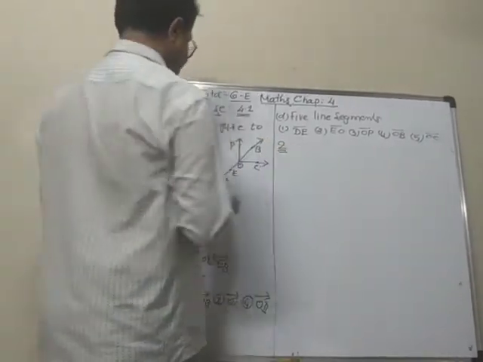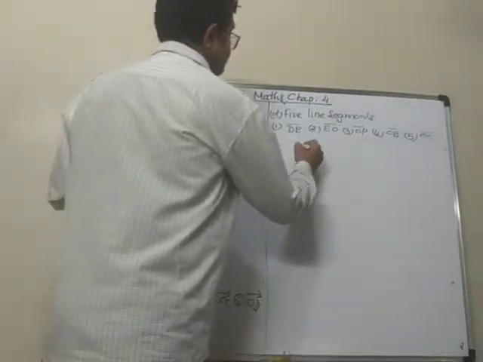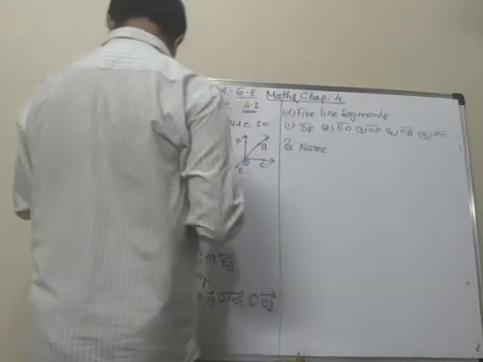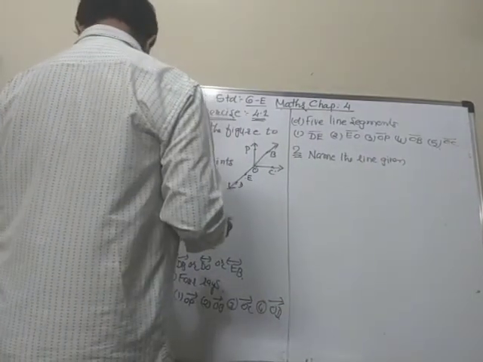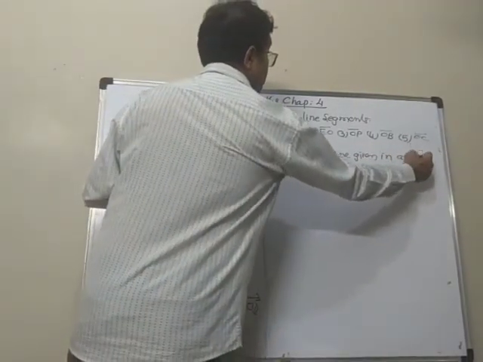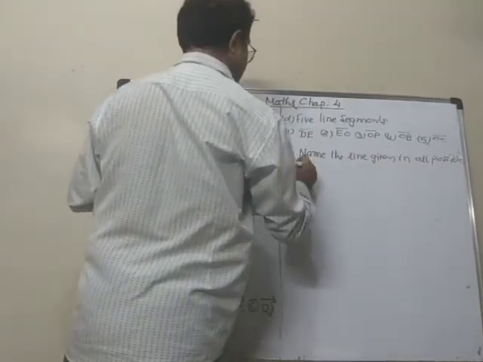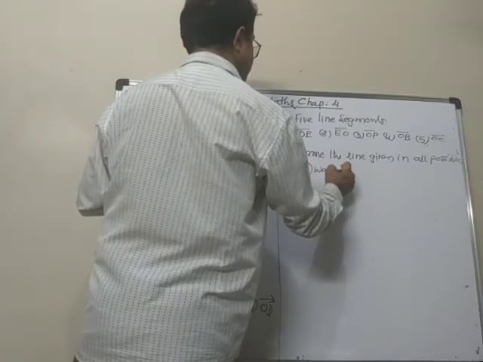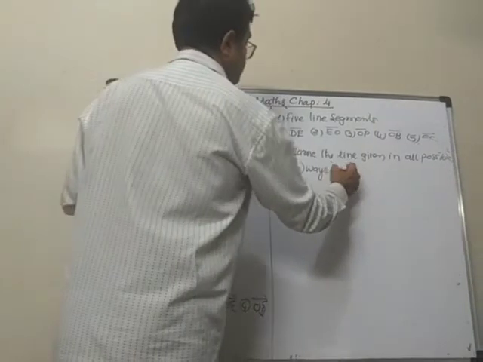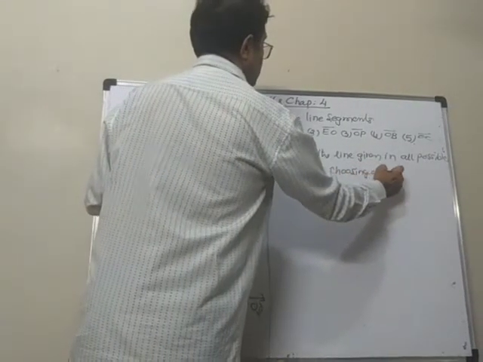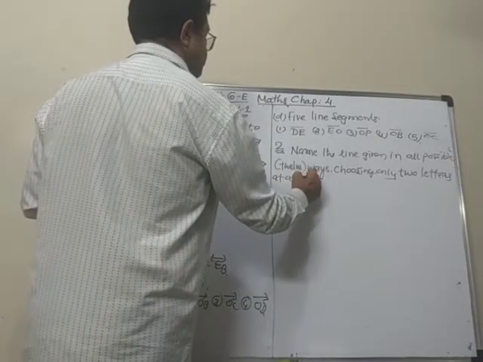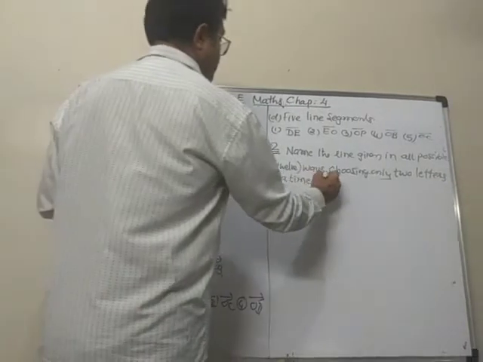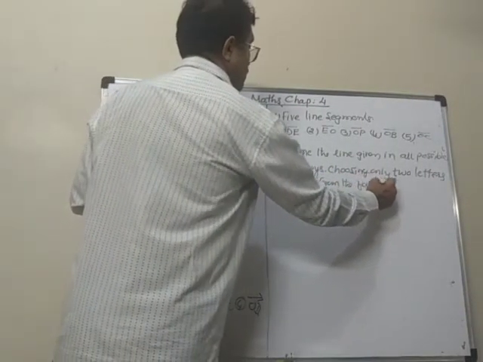Now the question number 2. In question number 2, there is a line, and we have to write down the name of the line given in all possible 12 ways, choosing only 2 letters at a time from the 4 given.